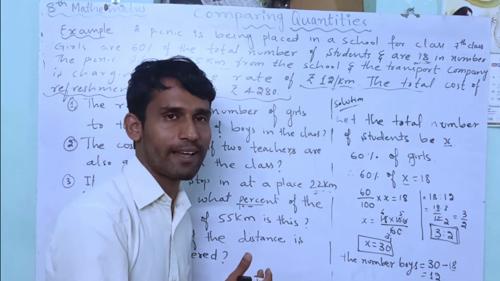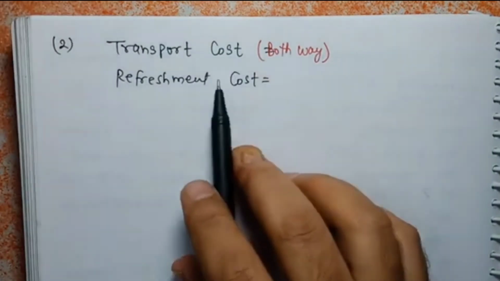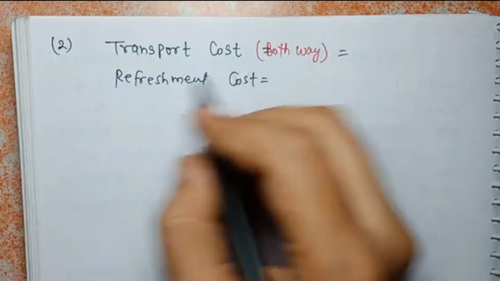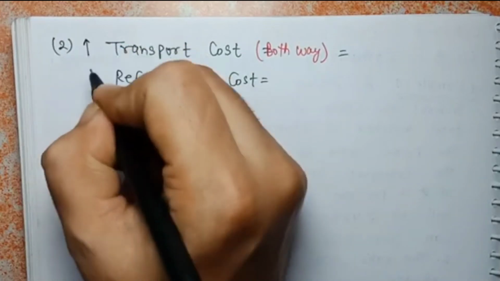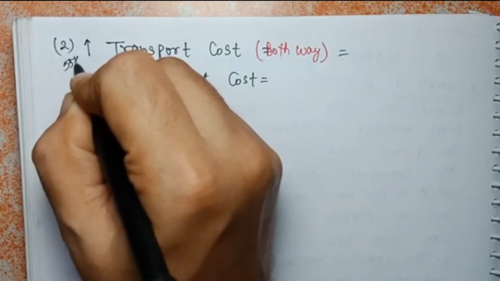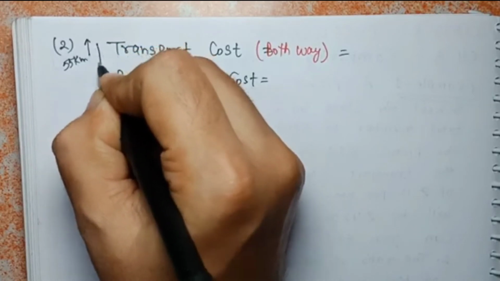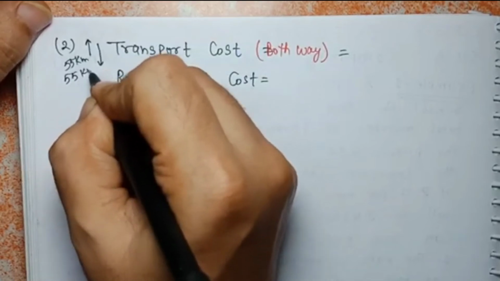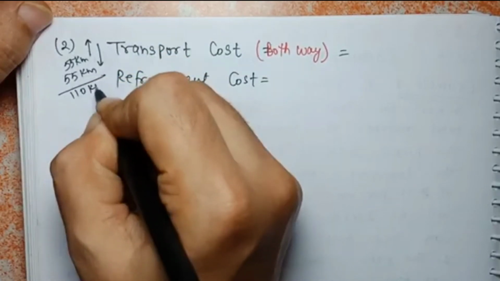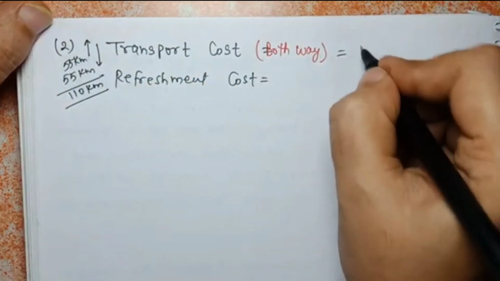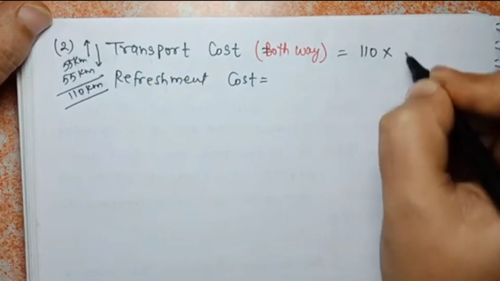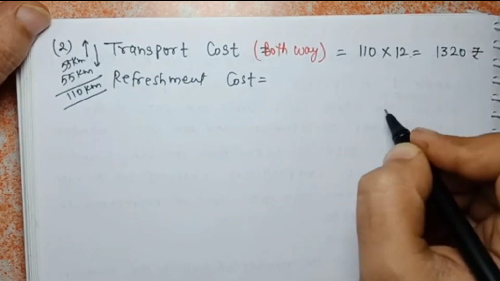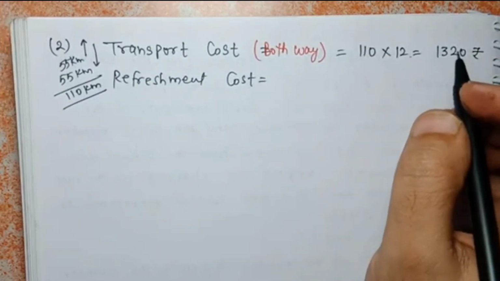Next I am taking the second one. Dear student, here we have to add the transport cost and the refreshment cost. Both we have to add. See, when we go from school, that is 55 kilometer. Again we come back towards the school, that is also 55 kilometer. Both ways we have to add, 110 kilometer. Now 12 rupees per kilometer. 110 into 12, when you multiply, you will get 1320 rupees. This is the transport cost.